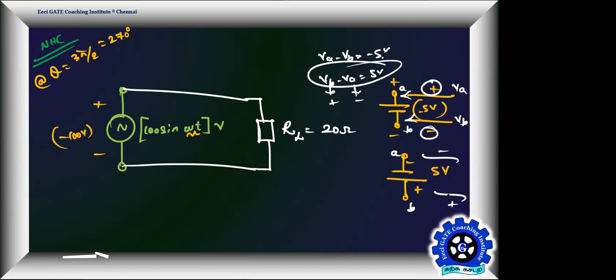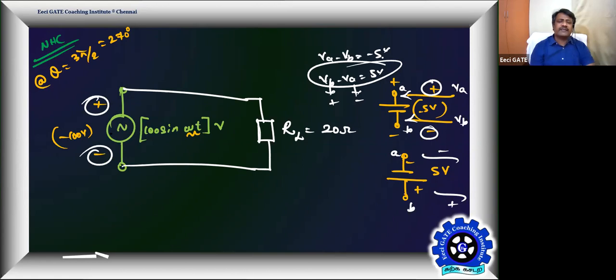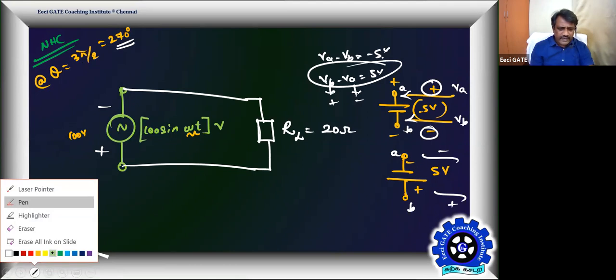Following this? Yes, sir. Initially it is given this is plus and this is minus, but this signal takes a value of minus 100 at theta equal to 3 pi by 2, that is 270 degrees. So what is the real thing? This is not the real thing. What is real? All of you getting? Then it has to be positive. It has to be negative. All of you getting this point?